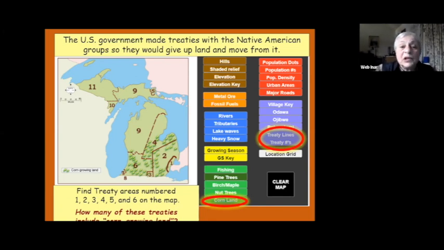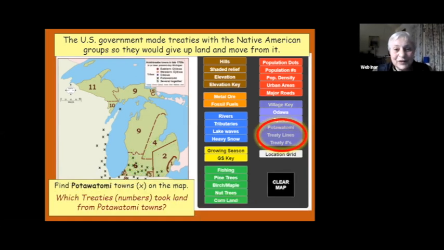Sometimes they were moved onto smaller reservations that remained in Michigan. And what we might look for, for example, is how many of the early treaties, from 1 to 6, involved the corn growing land, and it's all but number 5. This was very popular at first. The Potawatomi towns were affected by Treaty 1, Treaty 2, Treaty 3, Treaty 6, Treaty 7 and 8.